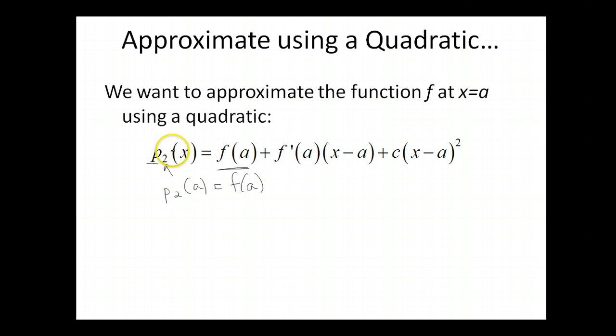Right? And isn't that true? If you plug in a for x, all the other stuff back here is going to disappear, which means they agree in terms of value, right? So the value is the same still. We want them to pass through the same point.